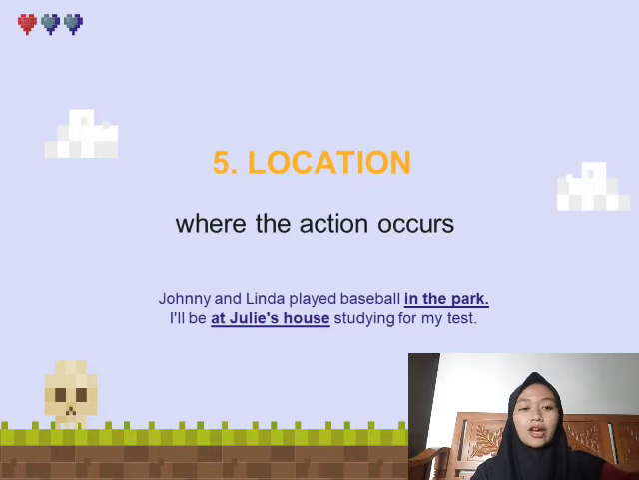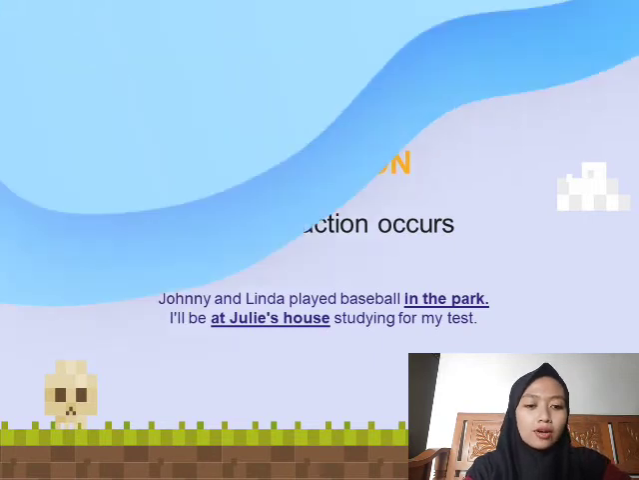For the next is location. Location is the direction or the place of an entity or where the action occurs. For the example, you can look at this sentence. "Johnny and Linda played baseball in the park." In the sentence, the location is in the park. And the other example is "I'll be at Julie's house studying for my test." In the sentence, the location is at Julie's house.